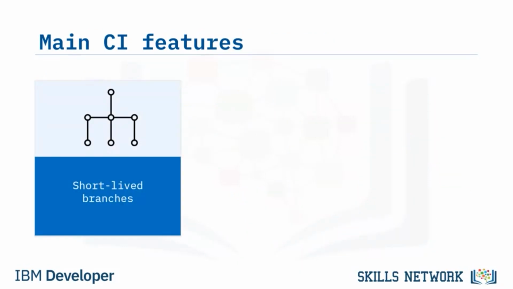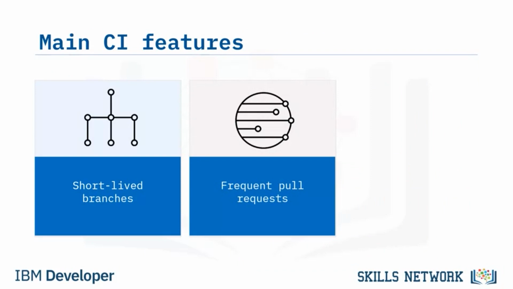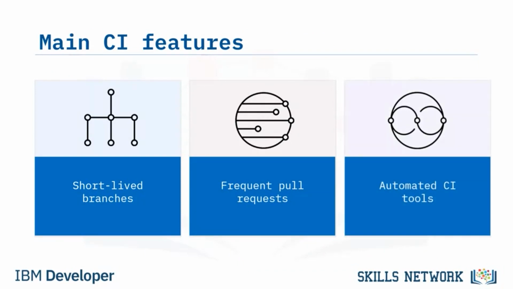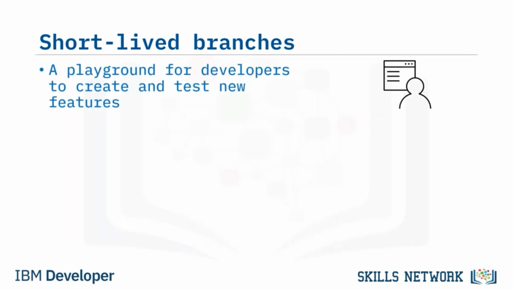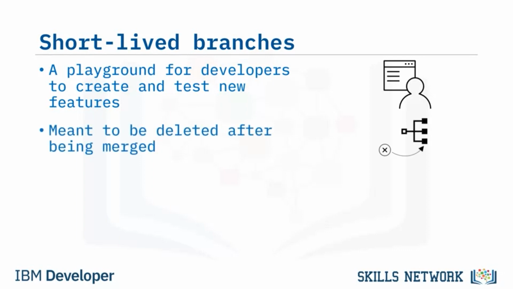The main features of CI are short-lived branches, frequent pull requests, and automated CI tools. In CI, developers work in short-lived feature branches where they develop their code. These branches are only meant for developing small features that contribute to the code so they could be merged back into the main or master branch quickly. The branch is deleted after it's merged, as its only purpose was to develop that small feature.